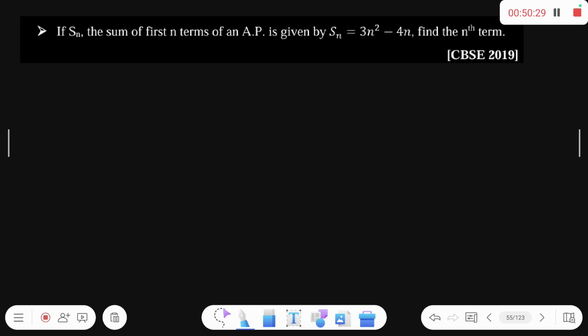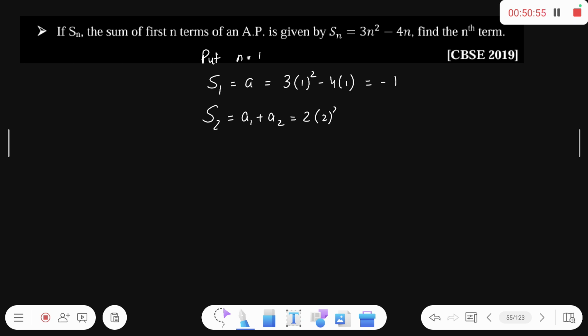Next, the sum of first n terms of an AP is given by Sn is equal to this. Find the nth term. Put n is equal to 1. You will get S1. S1 is nothing but A. So 3 times 1 squared minus 4 into 1 and it is minus 1. Put S2. S2 is nothing but A1 plus A2, which is equal to 3 times 2 whole squared minus 4 into 2. 4 times 3 is 12... 2 whole squared is 4, 4 times 2 is 8. 8 minus 8 is 0. So the sum of first two terms is 0.